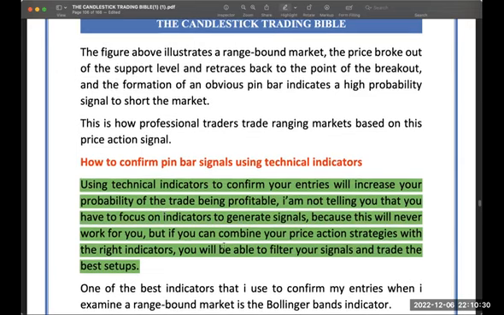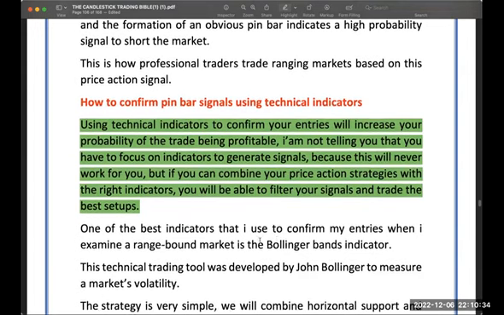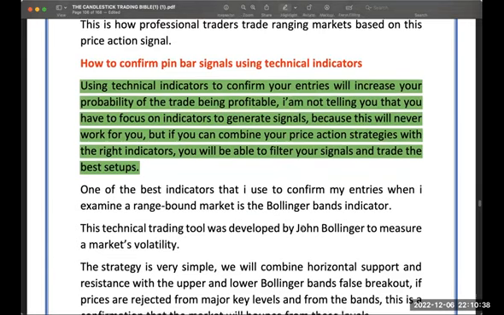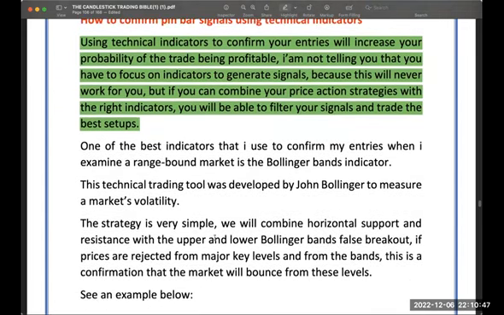All right, one of the best indicators that I use to confirm my entries when I examine a range-bound market is the Bollinger Bands indicator. This technical trading tool was developed by John Bollinger to measure a market's volatility. The strategy is very simple. We'll combine horizontal support and resistance with the upper and lower Bollinger Bands. False breakout if prices are rejected from major key levels and from the bands.